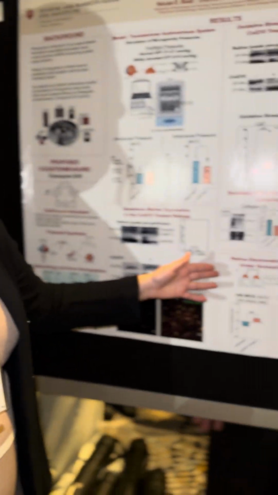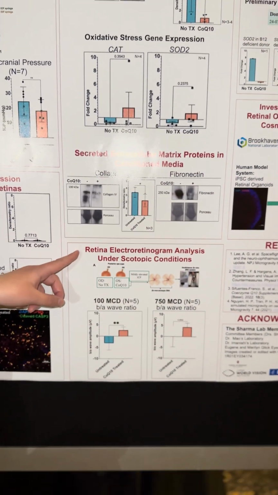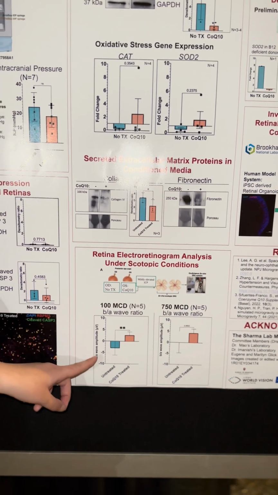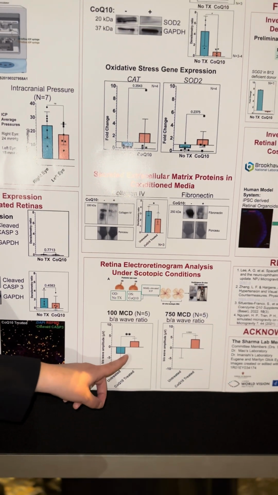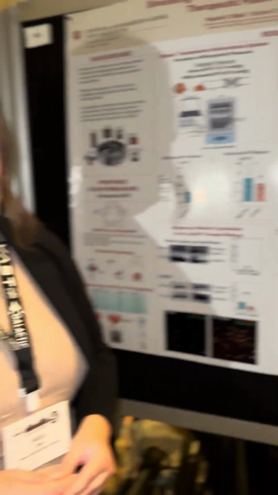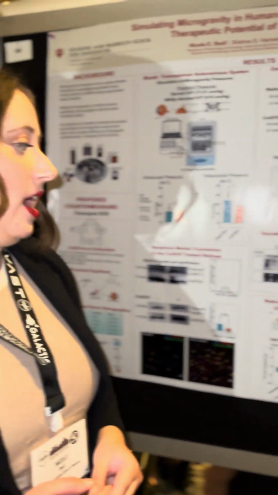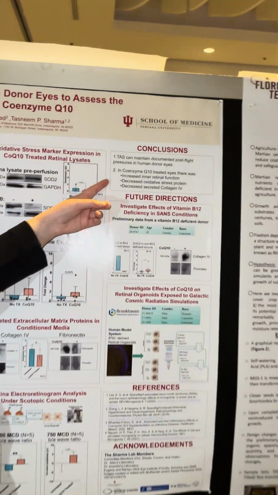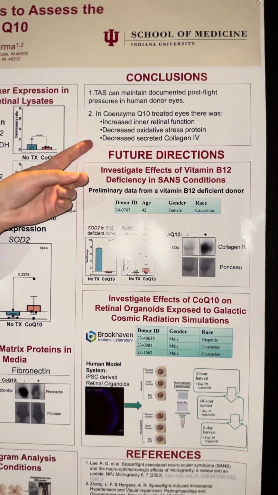Lastly, we wanted to look at what's happening on electrical activity level. So we used an electroretinogram under scotopic conditions, and we saw that at low flash intensity at 100 mcd, there was a highly significant increase in the CoQ10 treated eyes with electrical activity. But we saw no differences, but with trending increase in the CoQ10 treated eye with a higher flash intensity. So from this, we concluded that there is increased interretinal function, decreased oxidative stress protein, and decreased secreted collagen 4.